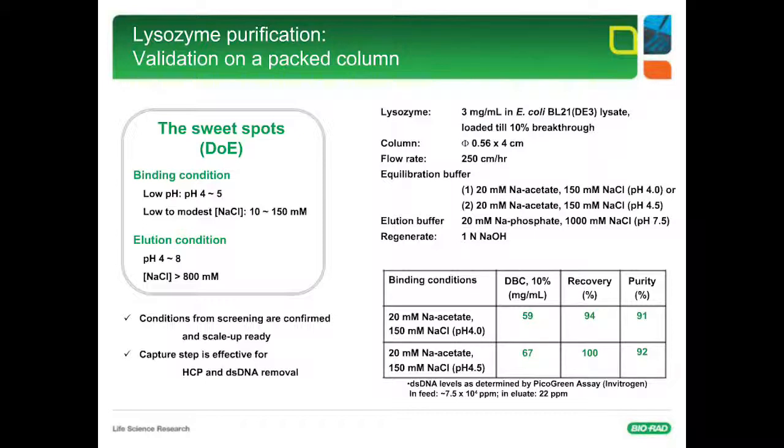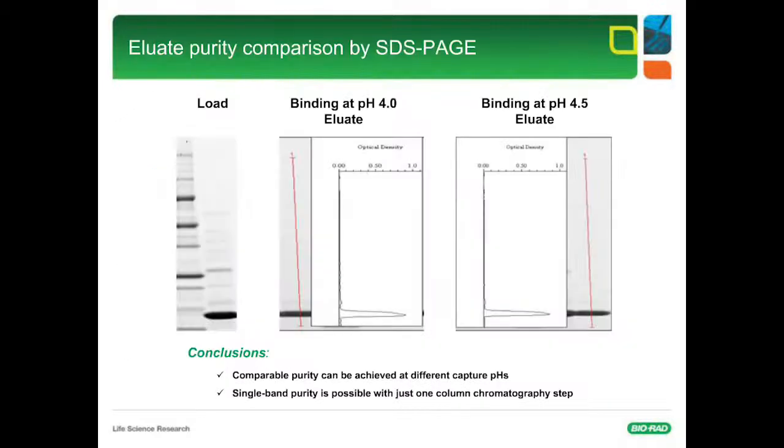And here is the purity check of the purified lysozyme. Although the binding was done at pH 4 and pH 5, we didn't really see any significant difference in product purity. So it's single band purification that you often see only when you do affinity purification. So the purification is really great by a simple DOE screening and then scale up on the column.